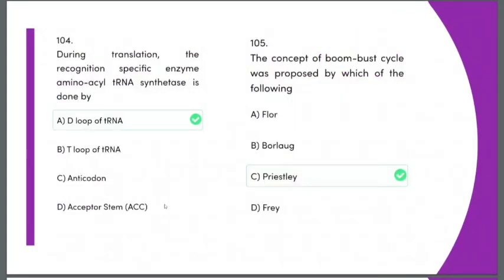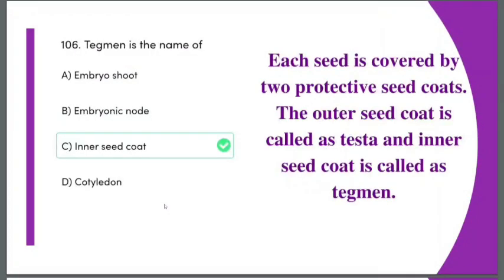104th: during translation, the recognition of specific amino acid by the enzyme aminoacyl tRNA synthetase is done by the D loop of tRNA. 105th: the concept of boom and bust cycle was proposed by which of the following? Priestley. 106th: tegmen is the name of the inner coat, and testa is the outer coat of the seed.